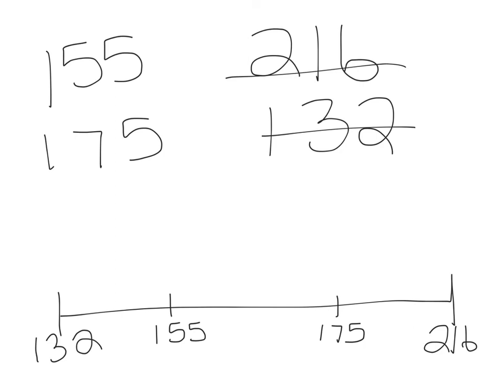Okay, your number line should look something similar to this. It's not going to be exact, but it's going to be similar. 132 is definitely all the way to the left. That's the smallest number. 216 is definitely all the way to the right because that's the greatest number. And then 155 and 175 would be in the middle. 155 would come first because that is less than 175. And 175 would come second because it's greater than 155 and it's going to be nearer to 216.